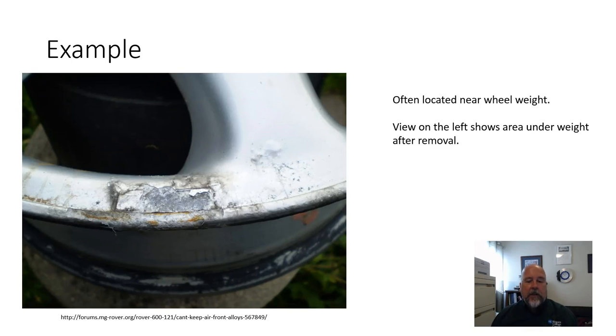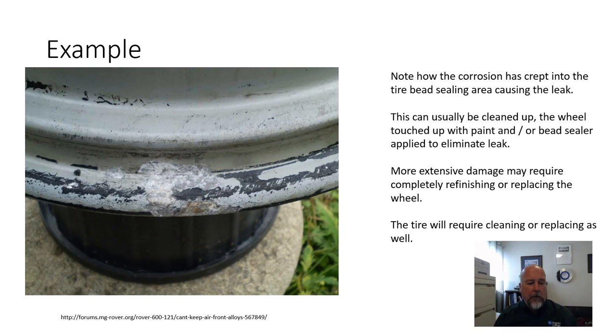Okay, so here we have an example of a bead leak, and in this case it's located near a wheel weight. So you can see this is the outline of the weight that used to be on the wheel. It's not there. But you see that the wheel is corroded underneath where that weight was. And if you look on the inside, you see that corrosion has crept into this whole area. That area would be where the bead of the tire is supposed to seat and seal. Right? There's the source of your leak.